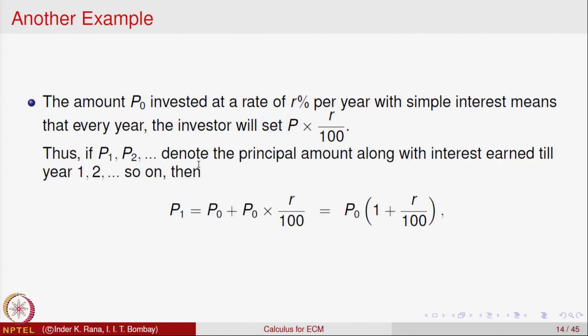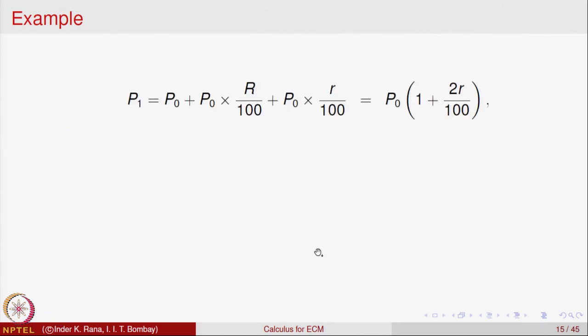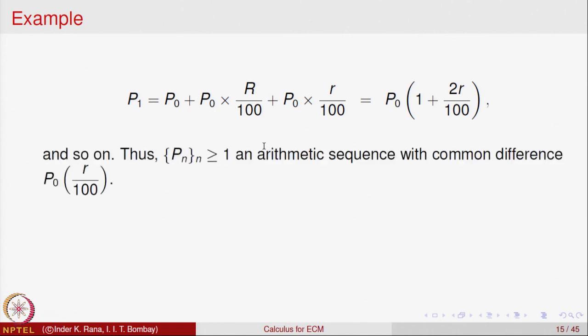So, if P1, P2, P3 denote the principal amount along with the interest being earned, then P1 will be P0, the starting point, plus P0 multiplied by R by 100. So, this will be the amount. What will be P2? P2 will be P1 plus the same interest, and so on. So, this gives us an arithmetic sequence with common difference P0 multiplied by R over 100.